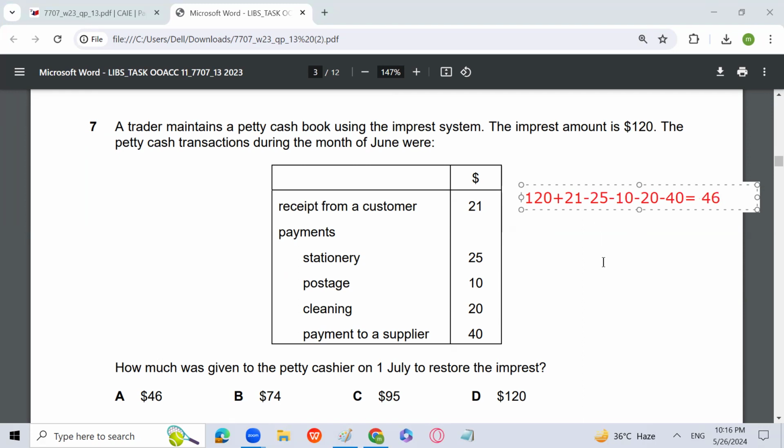So at the end, the carried down is 46 now, but at the start of every month we want the imprest amount to be 120. So you have to add 74 to make the imprest amount again back to 120. So 74 will be taken out of the bank and put in the petty cash to restore the imprest. B is the answer.